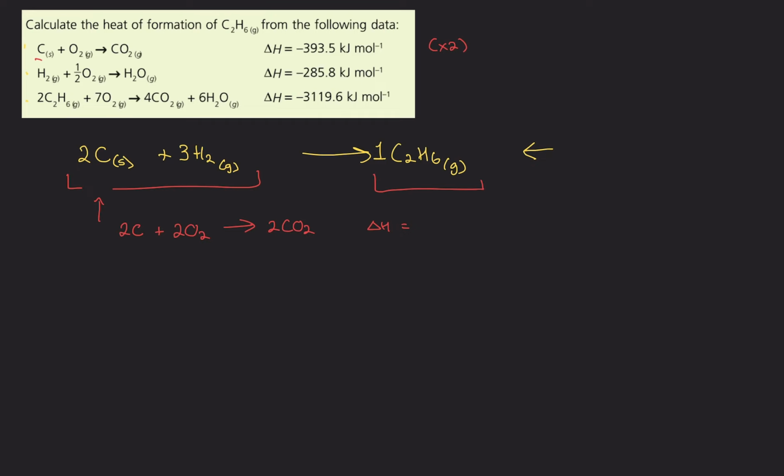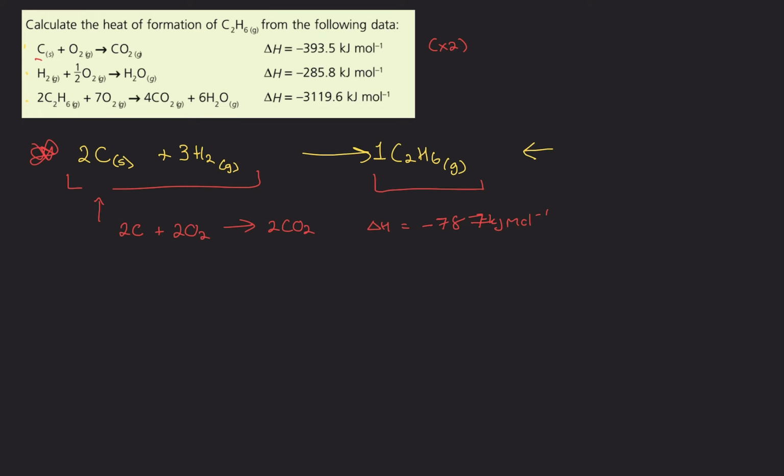And I have to remember to multiply the heat of formation of that reaction by 2 as well. So if I do that, I'll get minus 787 kilojoules per mole. Okay, so you can see we're trying to basically build up this reaction here from the equations we have. So I've got carbon, that's fine. Let's move on to the next one.